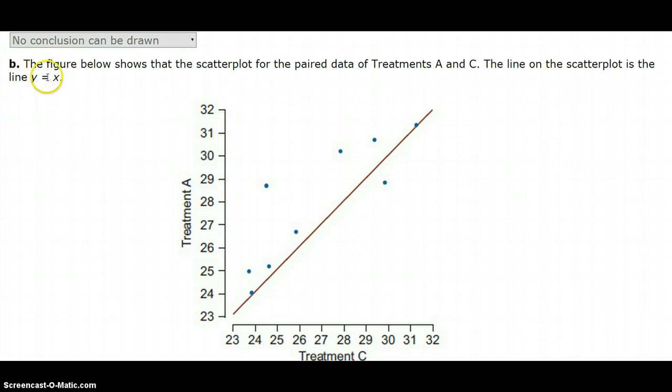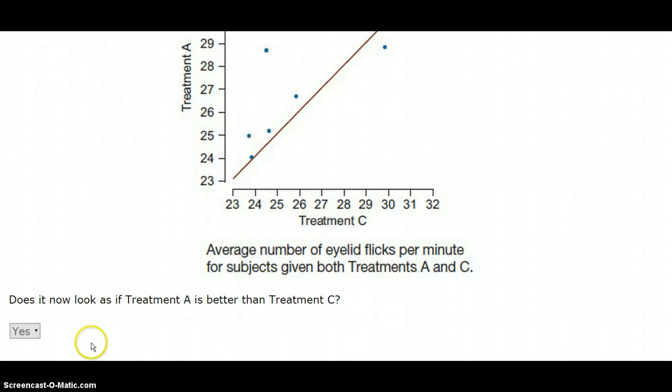It says it's the line y equals x. So why is that line even on there? Well, let's take a look at what we're being asked. Does it now look as if treatment A is better than treatment C?